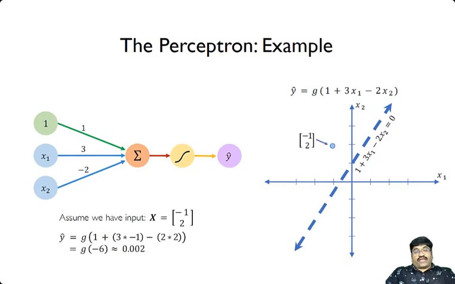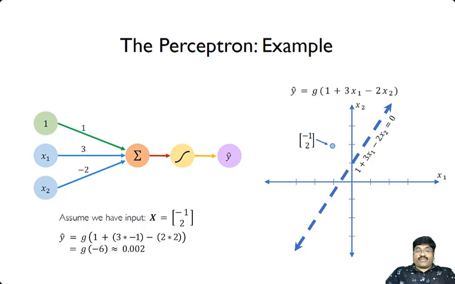Now, if I feed in a new input, either a test example, a training example, or whatever, and that input has these coordinates, minus 1 and 2. So it has the value of x1 of minus 1, value of x2 of 2. I can see visually where this lies with respect to that line. And in fact, this idea can be generalized a little bit more. If we compute that line, we get minus 6.